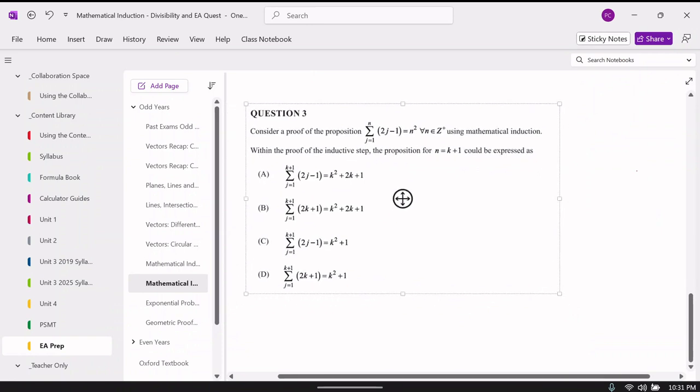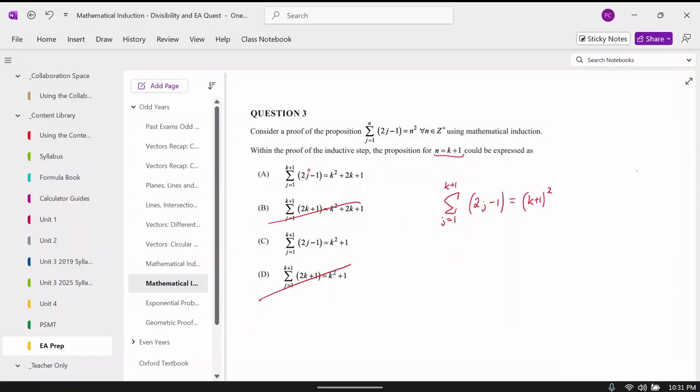So I'm going to start with my expression, and the easiest thing for me to do is write what my n equals k plus 1 proposition should look like. So anywhere that I see n, I'm going to substitute in k plus 1. Remember that if it's not an n, I'm not substituting k plus 1. So straight away, I can see that B and D are out, because there's an error in understanding in that the j's been subbed in when we shouldn't have done that. We should only substitute the n.